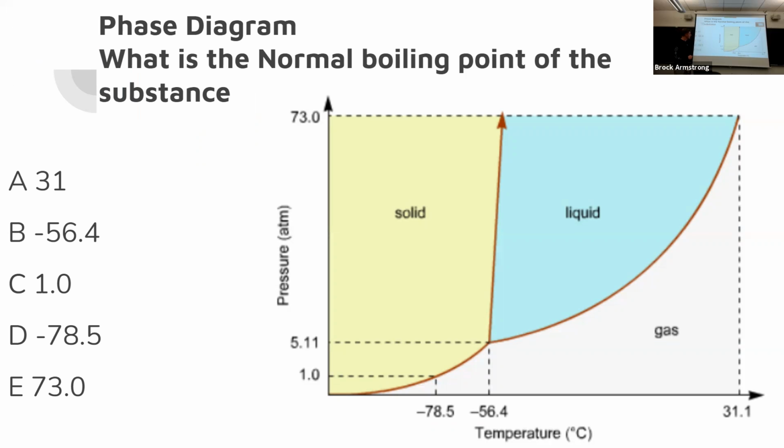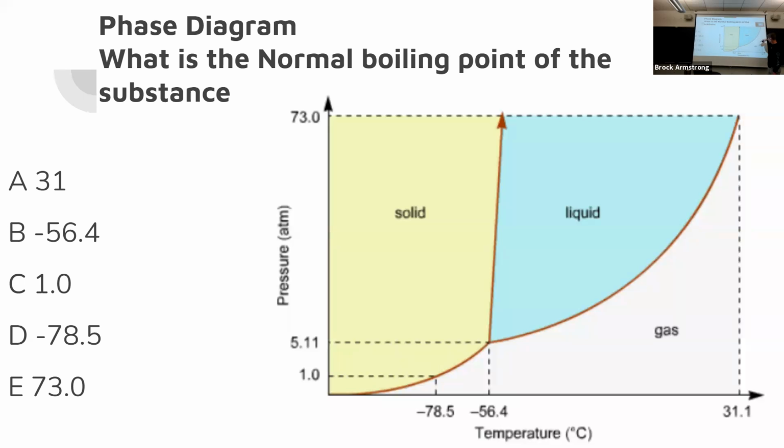So A would be 31 degrees. If we were to come over to the 31 degree mark and go up, anywhere along here, it's still a gas, still a gas, still a gas. Up here, we're going to hit supercritical. So, it's not 31 degrees because we're never going to hit the boiling point.